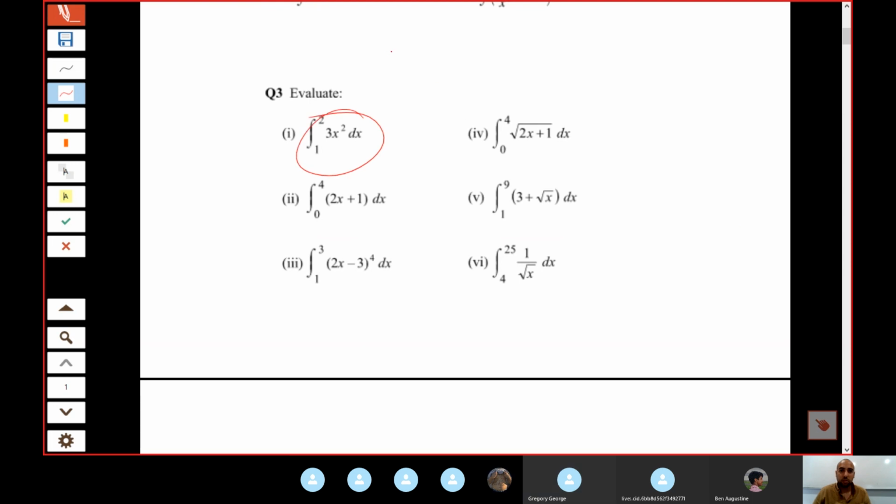With a limit, we would have integrated normally and then just subbed in. So that gets me x to the power of 3 over 3, sorry, times 3, and then the 3s would cancel out. Sub in 2 and 1: 2 cubed minus 1 cubed. 8 take away 1 gives me 7. Any issues with that one? No.